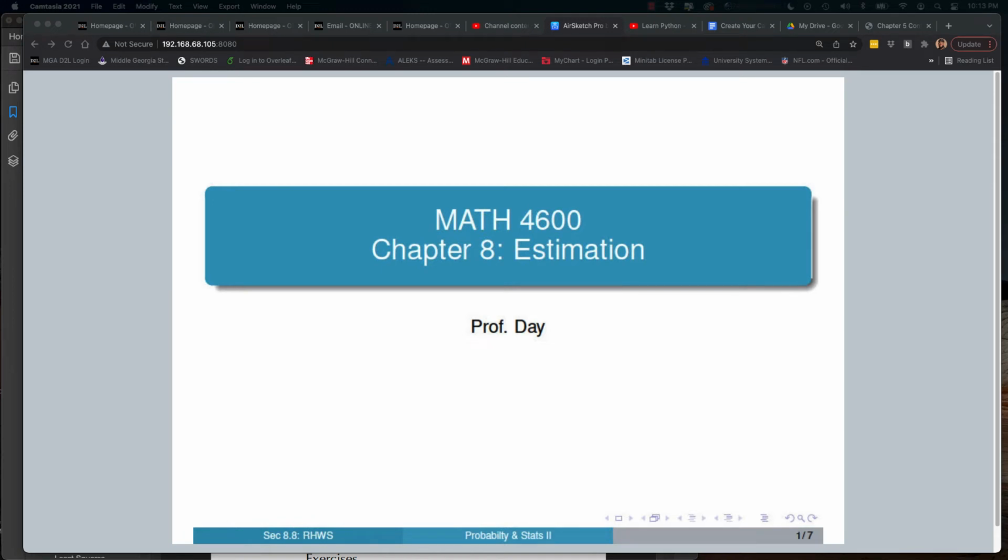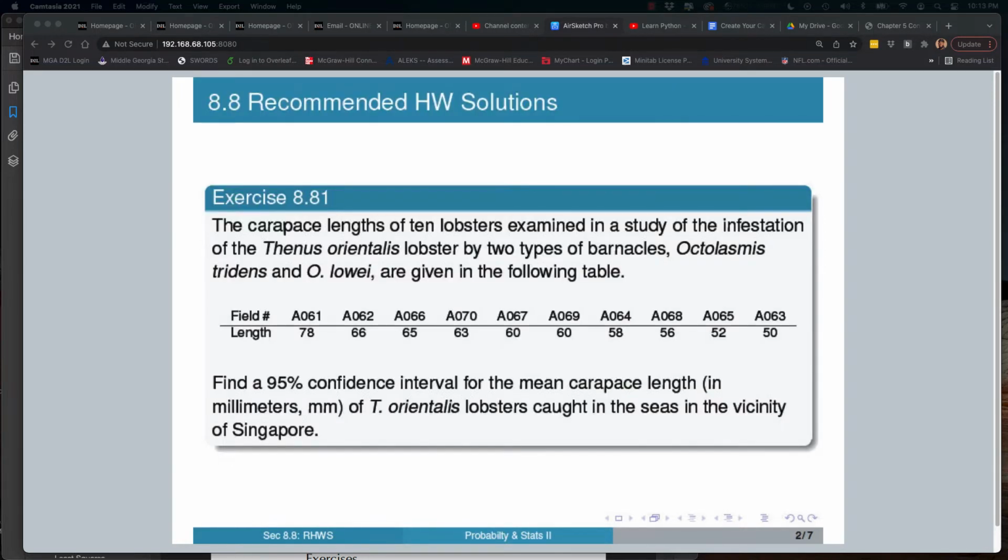We're going to go over the recommended homework solutions for 8.8. So this will probably go pretty quickly because I only have a handful of slides. There's only 3 problems, so let's get to it.